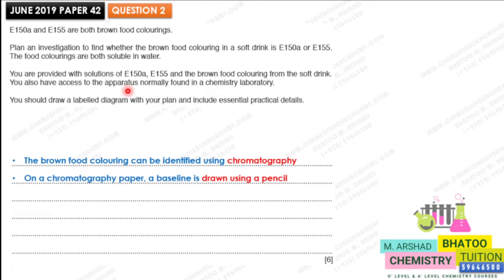Now, this can also be illustrated in a diagram. If you have drawn a diagram, you've already drawn the starting line there. You mentioned it is drawn with a pencil, etc. You score your marks. Okay. I didn't do any diagram. I'm just going to explain it in bullet points. But if it is present in a diagram as well, you would score your marks. Okay. Very good. So we draw on the chromatography paper a baseline with a pencil. Yes. Continue.